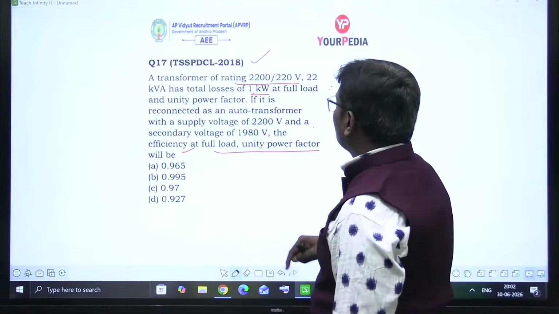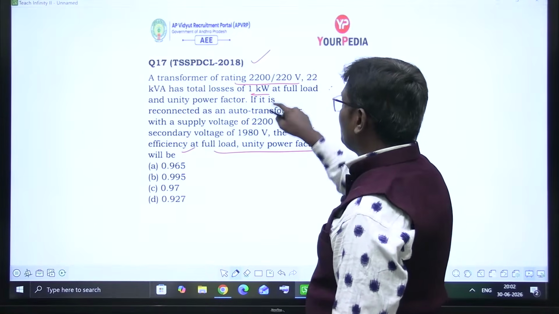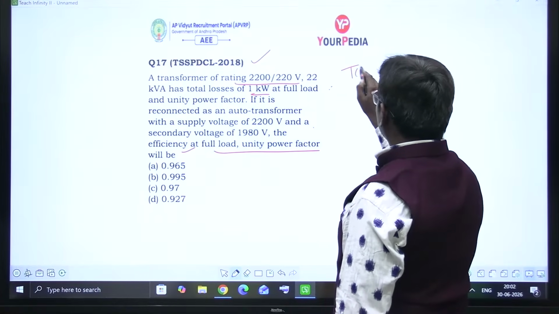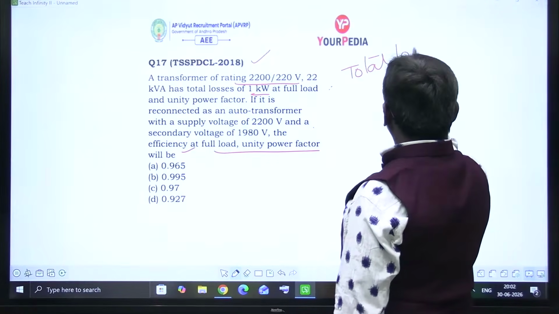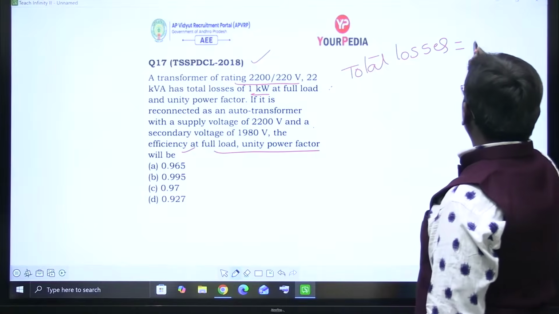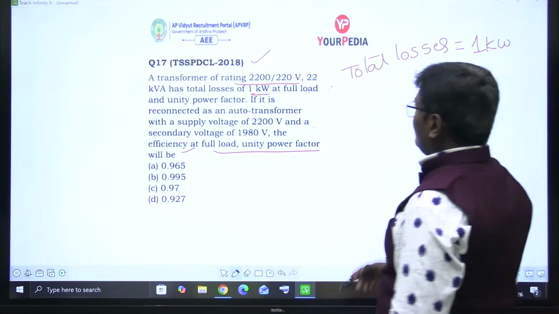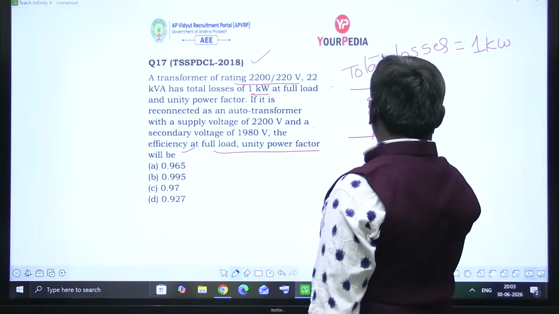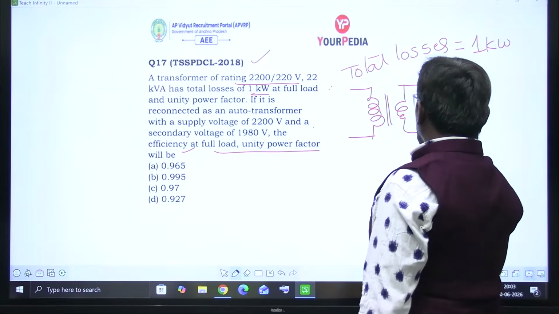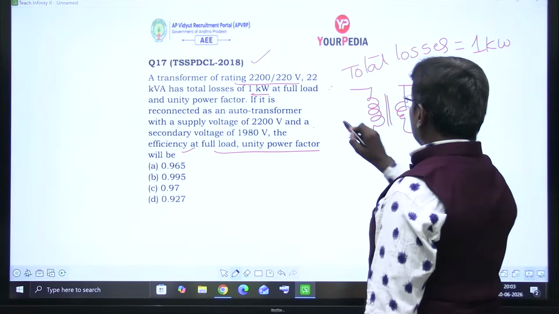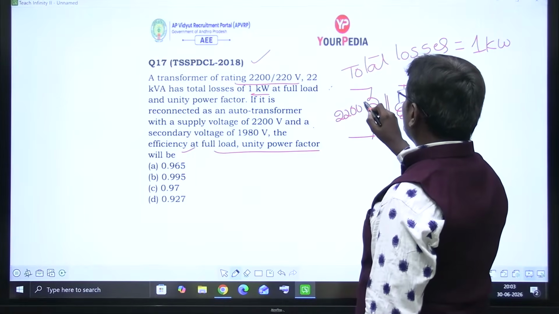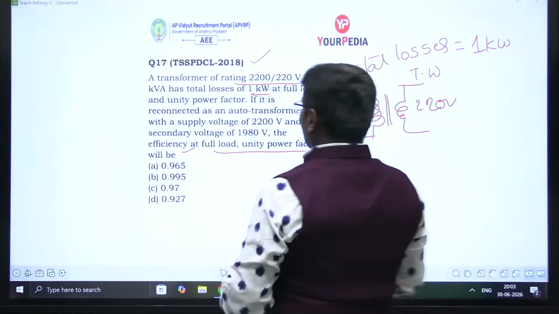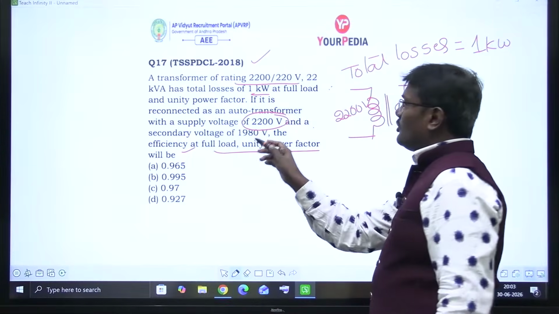So 2200 by 220, 22 kVA. The total losses are 1 kilowatt. That means the input is 2200 and the output is 220 volts. This is a two winding transformer, but reconnected as an auto transformer. Input is 2200 but output is 1980.